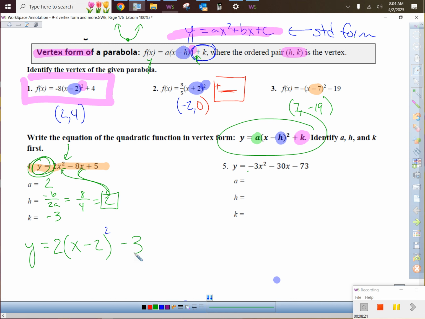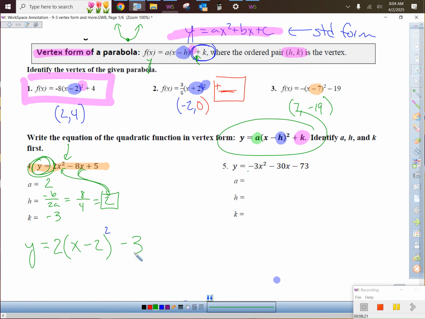If I was to graph this parabola right here and this parabola right here, they're identical. They are the same thing. They'll be right on top of each other. And I'll do that for you in a little bit when we get a little more comfortable. I'll graph them on my calculator and show you. They're the same thing, right?